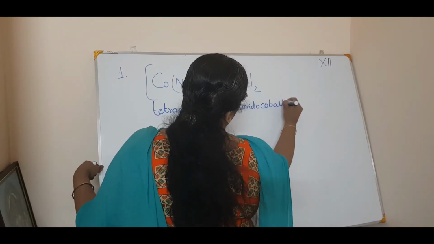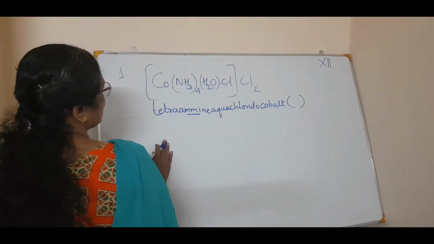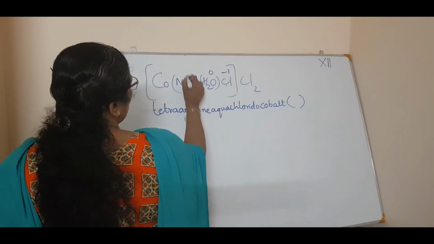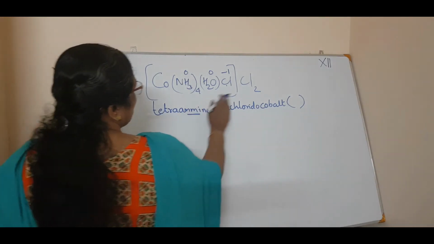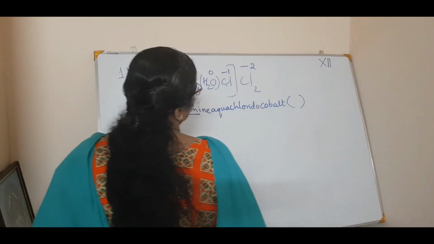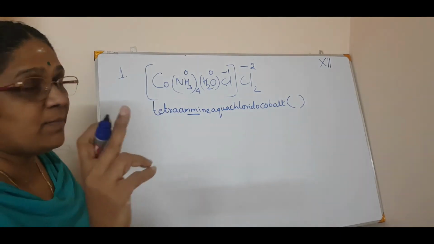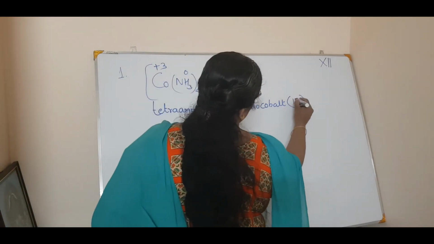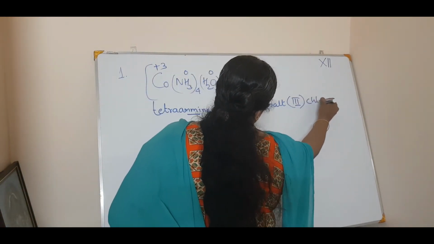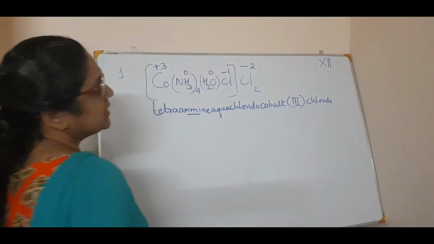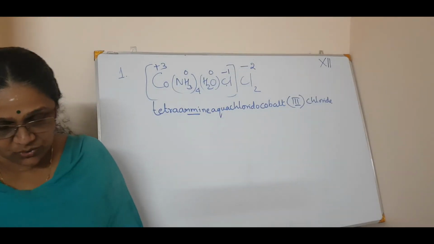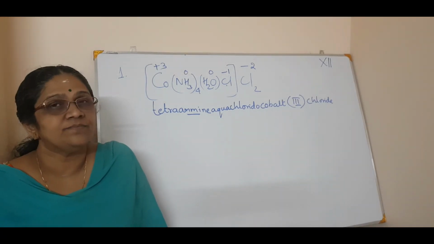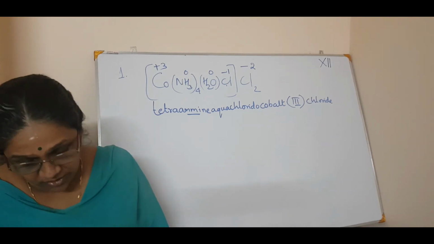Then comes cobalt, isn't it? Cobalt. Okay. Then oxidation number. Oxidation number is what? Listen carefully. This is 0, this is 0, and chlorine is -1. So 2 chlorine -2. So this altogether is -3. So cobalt is +3. Correct? So now Roman +3, chloride. See? This is how the naming goes. So it is tetraammine, aqua, chlorido, cobalt(III) chloride. Is it clear? Now one more I will say.